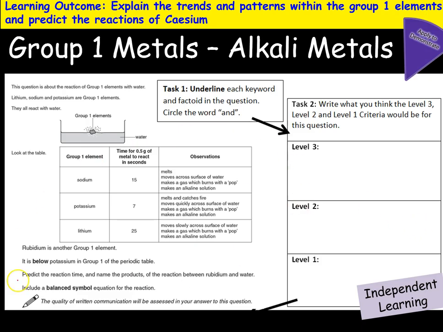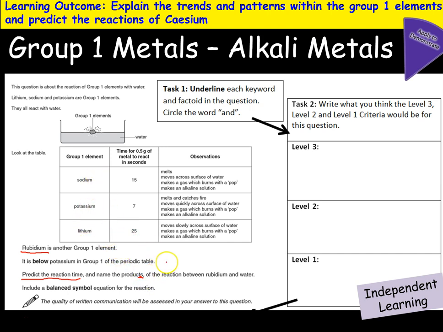This is an example of a 6-mark question that you might have. You can see here lithium, sodium, potassium, and as I discussed, they're going to ask you about rubidium. It's another one of the group 1 elements below potassium, and they're asking you to predict the reaction time. Obviously it will be more reactive, so the reaction time will be less. Name the products. Remember, it's always the same. It's going to be rubidium hydroxide, just like it would be lithium hydroxide, sodium hydroxide, and potassium hydroxide.